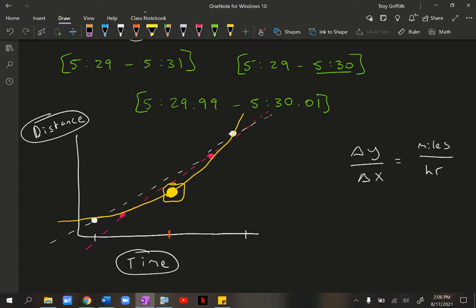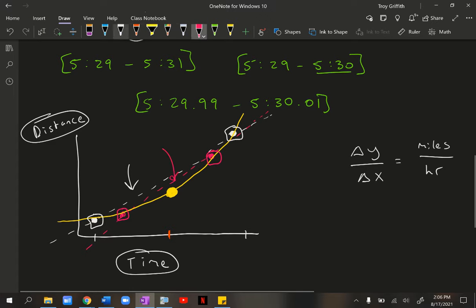So this is where some vocabulary comes into play. These lines that I've drawn, which connect two different points on the curve, have a very specific name in math, and especially in calculus. They are called secant lines. Both this line and this line are secant lines.